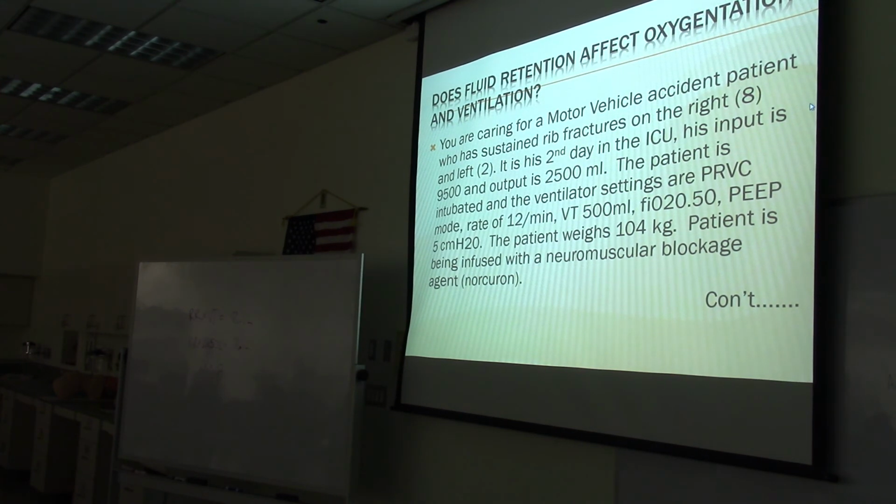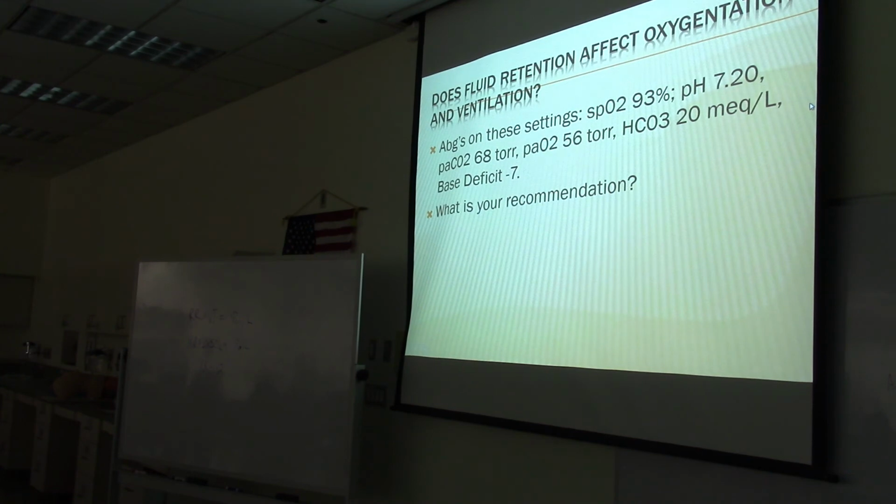We're not given a height though. The patient is being infused with a neuromuscular blocking agent, Norcuron. And these are the blood gases: 7.20 pH, CO2 is 68, PaO2 is 56, bicarb is 20 with a -7 base deficit.